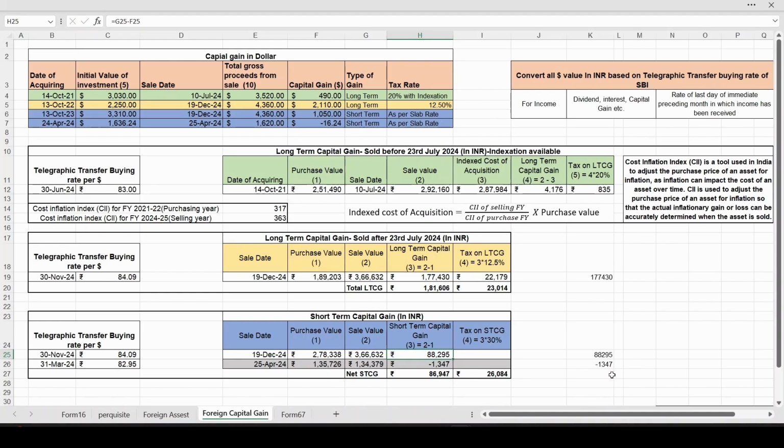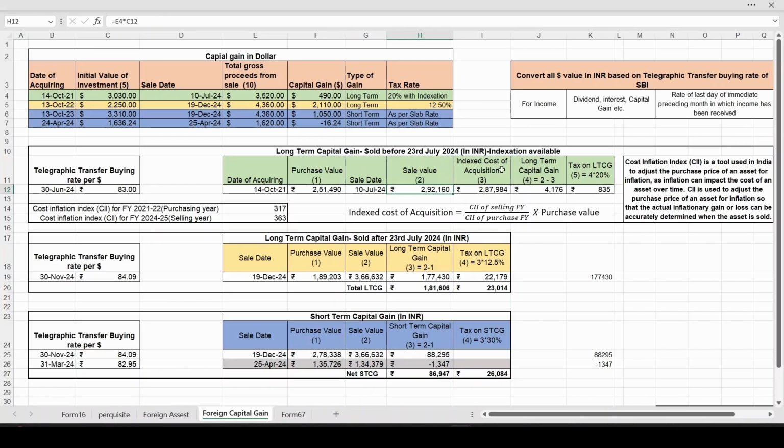In the same way, we will calculate short-term capital loss. So our purchase value in INR would be purchase value in dollar multiplied by the conversion rate of 31st March. Sale value in INR would be sale value in dollar multiplied by the conversion rate of 31st March. So this is our short-term capital loss. So our net short-term capital gain would be this. And it would be taxed at the rate of 30% because the person falls under the slab of 30%. And in the same manner, we will calculate purchase value and sale value for the first entry.